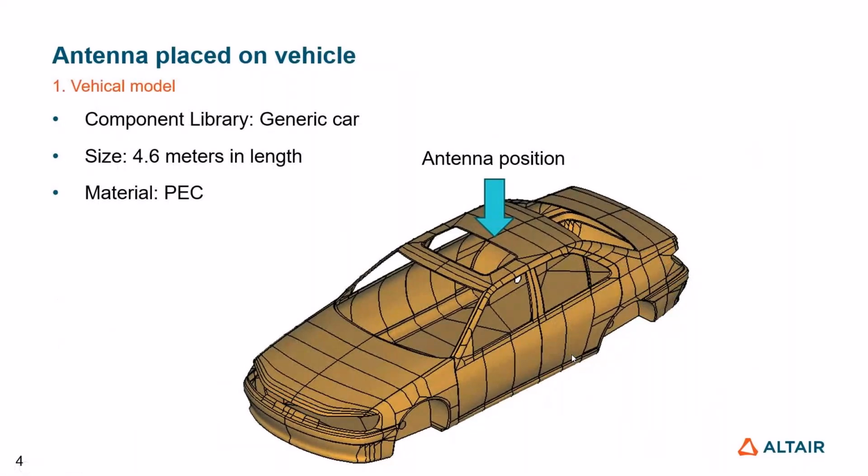So let's place the antenna, the designed antenna, on the vehicle. The vehicle model actually comes from FEKO's component library. The name is Genetica. The size is 4.6 meters in length. The material is PEC. As you can see, the antenna position is on the top of the car.